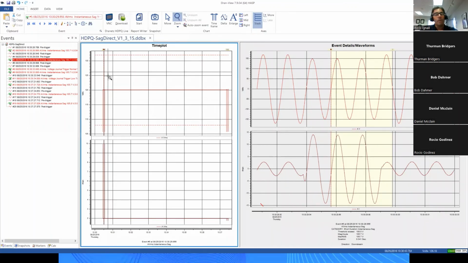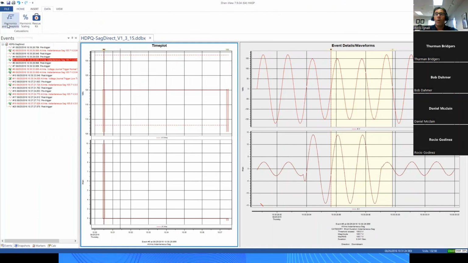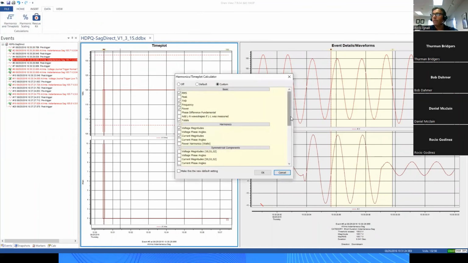Well, what if I want to plot harmonics, and different harmonics than what the meter produced, or other parameters? So I highlight the active pane as the timeline, go to Data, and choose Harmonic and Time Plot Calculator. This was part of the advanced Dranetz training that we did, I think late last year.